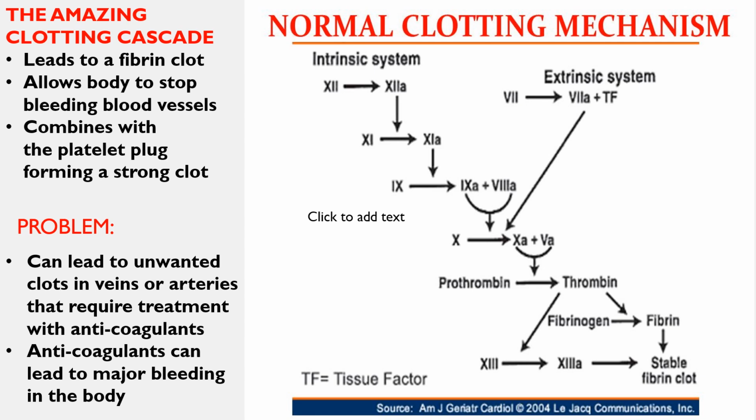What inhibits the intrinsic system? Typically the heparin type drugs that we'll talk about. What inhibits the extrinsic system? Typically warfarin. So what do we check to make sure that warfarin isn't inhibiting it too much? INR. What do we check to make sure that the heparin isn't inhibiting the system too much? PTT. Okay, so we'll keep on going here.